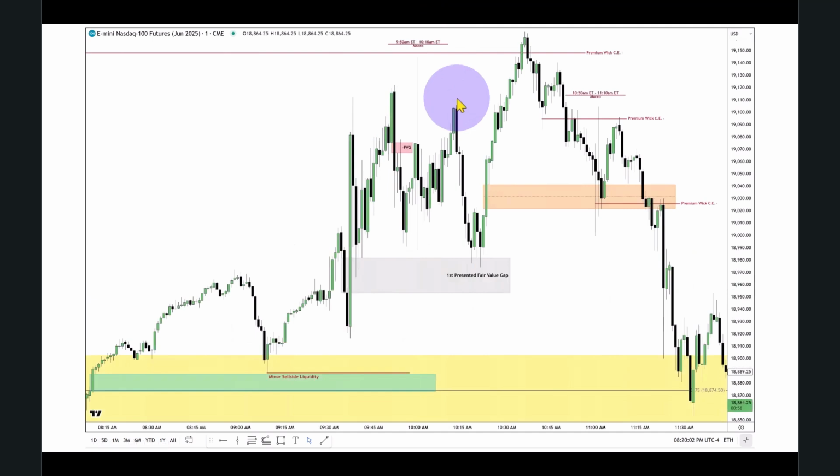Here's the 1-minute chart. And here's the first percent of fair value gap right here. And you can see the market does in fact rally up, comes back down, lots of ugly price action in here. And I said that we would likely see a draw back down into the first percent of fair value gap. That was a probable draw, meaning it's going to pull back down into that.